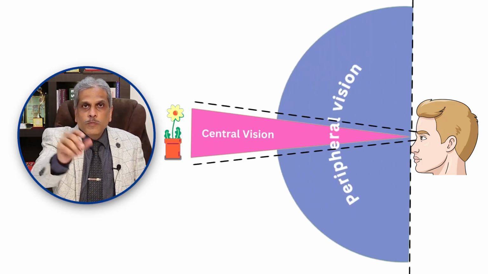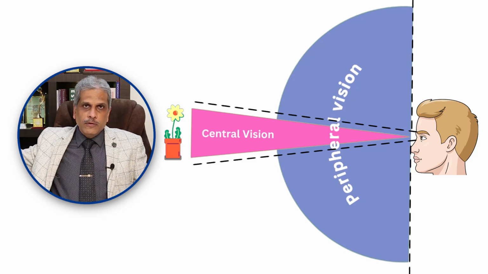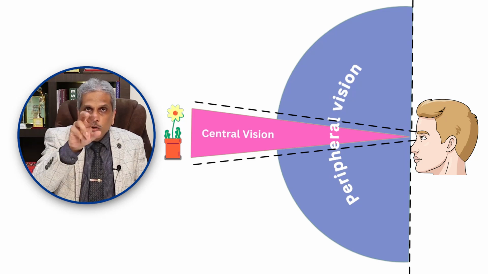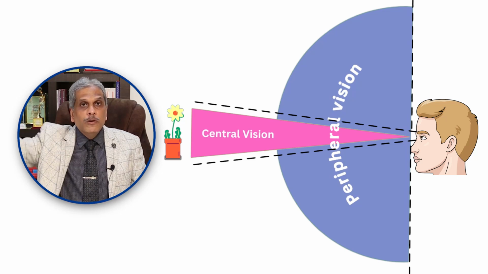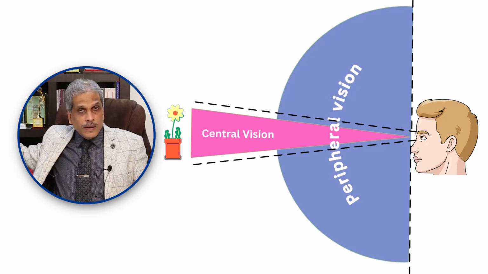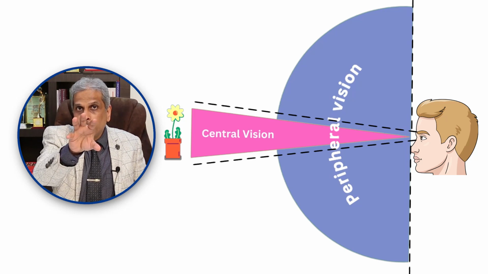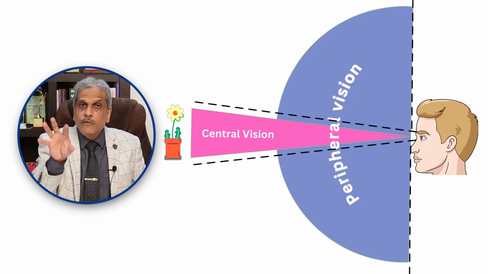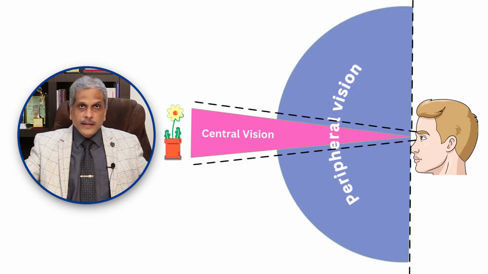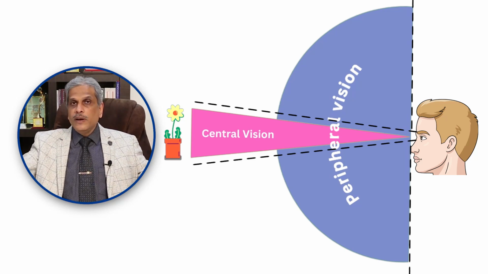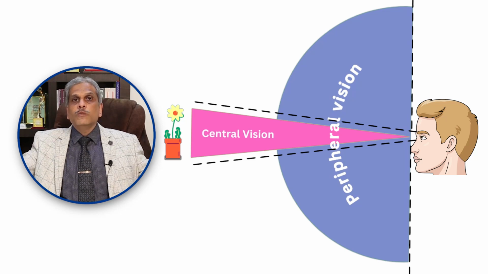So if I am looking at an object and someone is passing by, I am focusing on the object, but at the same time my peripheral vision is able to see that somebody is passing by. When I am looking at you now, my central visual field is focusing on you, but at the same time, in the periphery, I can see various things moving around.